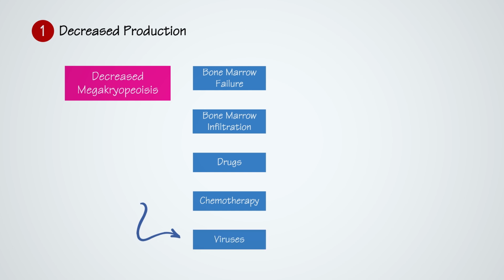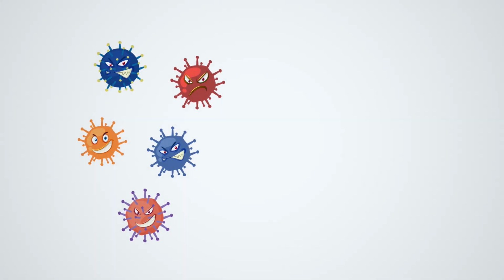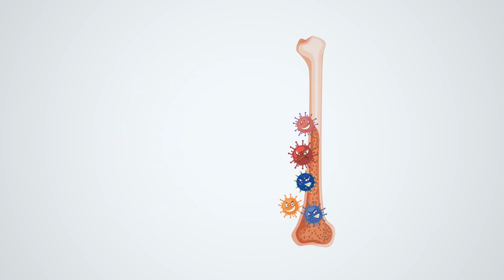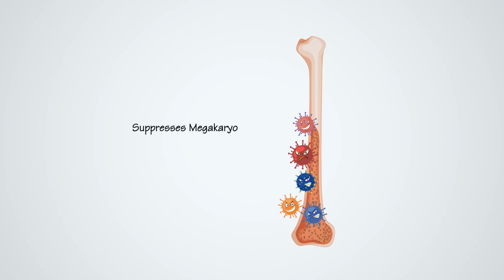Viruses can also impair platelet production, mainly by invading the megakaryocytes, like in the case of measles. And also, HIV precipitates the development of anti-platelet antibodies and suppresses the megakaryocytes, causing thrombocytopenia in 50% of the patients.